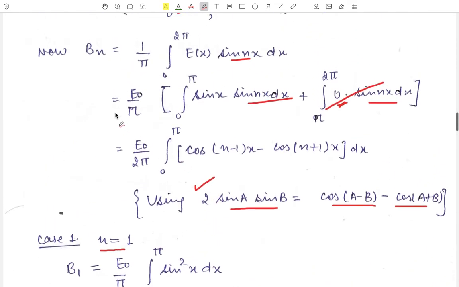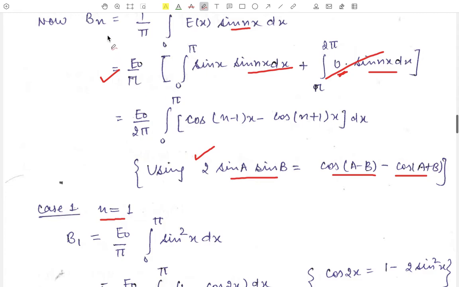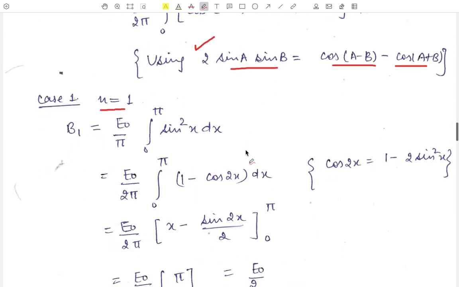We can directly use it from here. For n equal to 1, b1 will be E naught upon pi integration 0 to pi sin x into sin x, that is sin square x dx, plus 0. So sin square x is equal to what? It is (1 minus cos 2x) upon 2, because cos 2x is equal to 1 minus 2 sin square x.